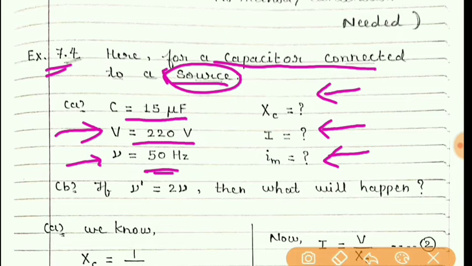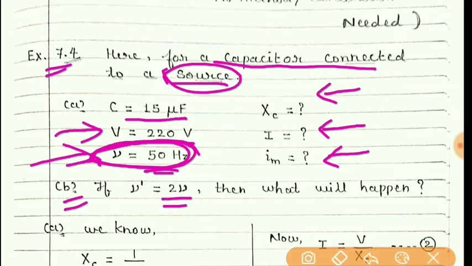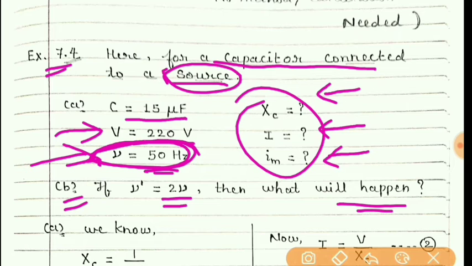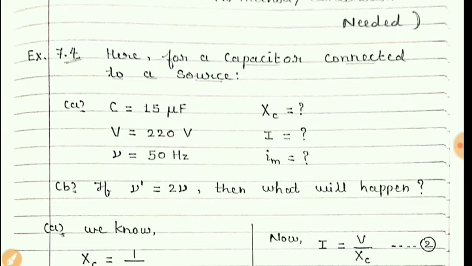Also, we have to answer that if we double the frequency, here it is 50, and now if we double that frequency, then what will happen to these values? That also we have to answer. Now first of all, we'll solve part A.